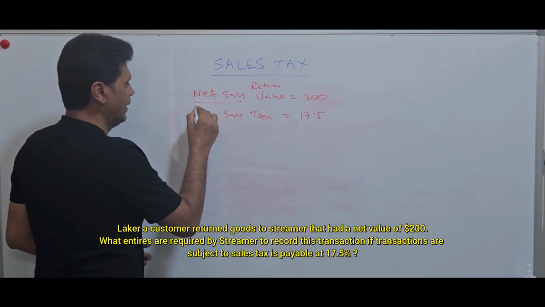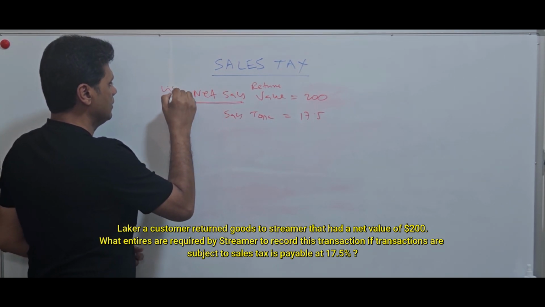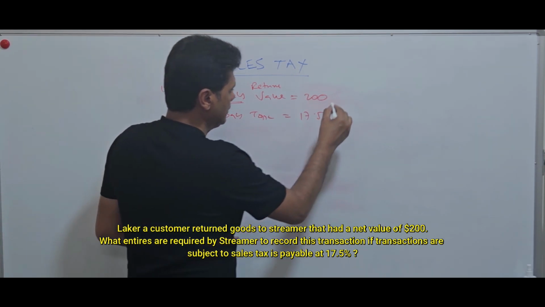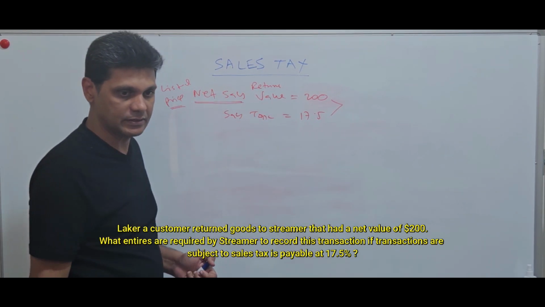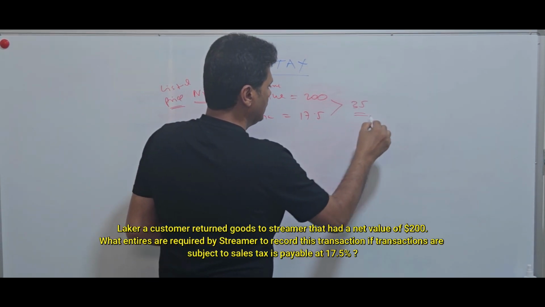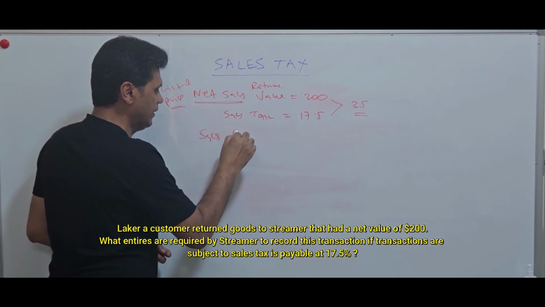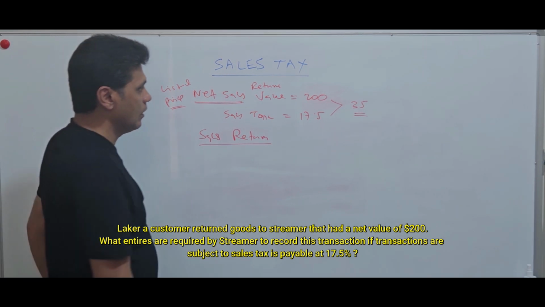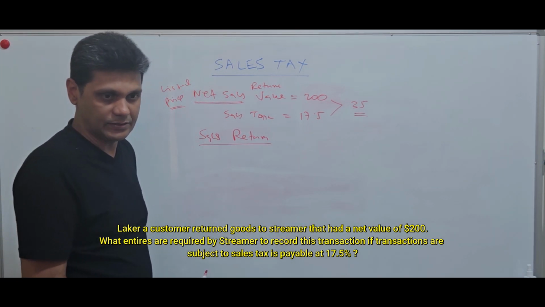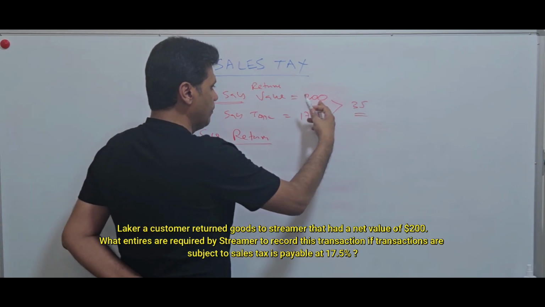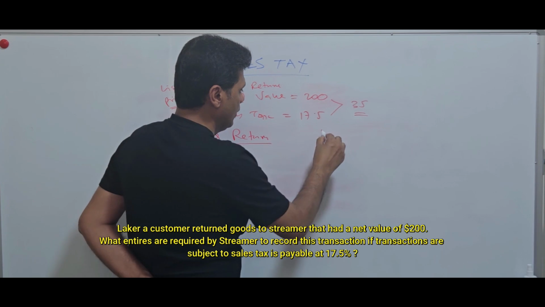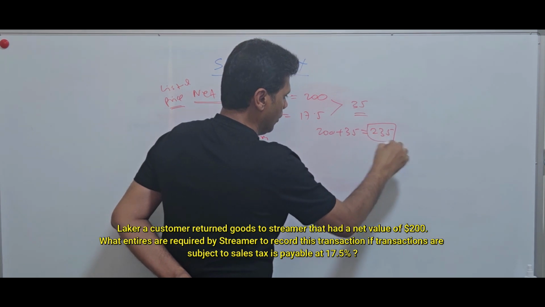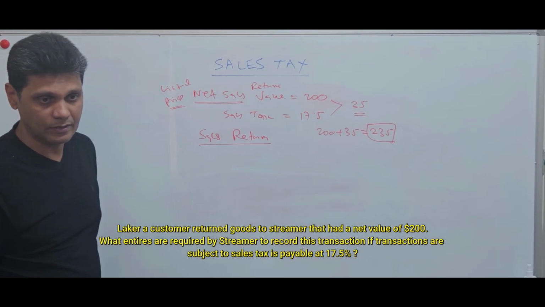17.5%. So this is net sales, which means this is the listed price. So on this 200, how much is VAT or the sales tax? 35. Now this is with regard to sales return, right? How do you record that? It's the opposite of the sales. Now this 200 plus 35, 235 was receivable from the customer previously.